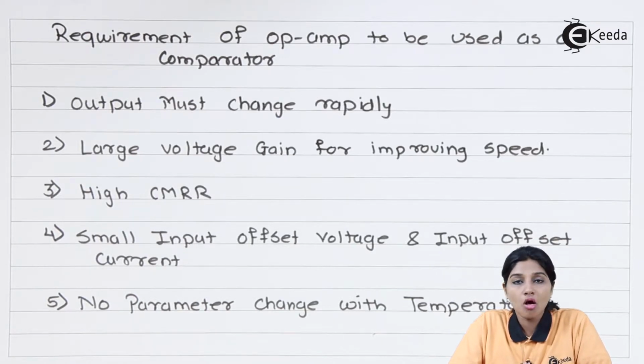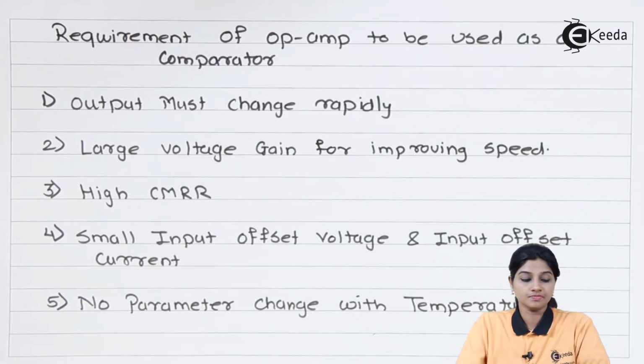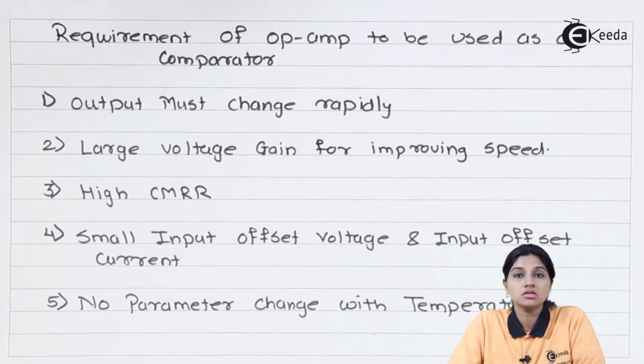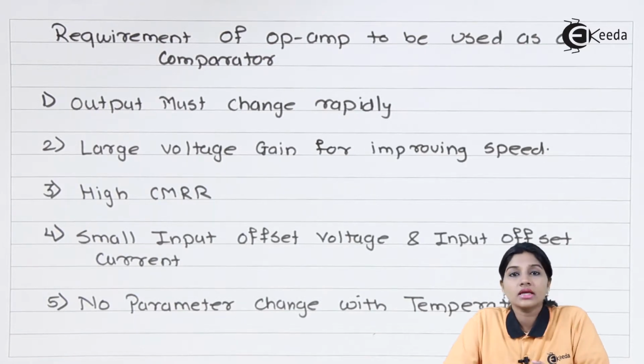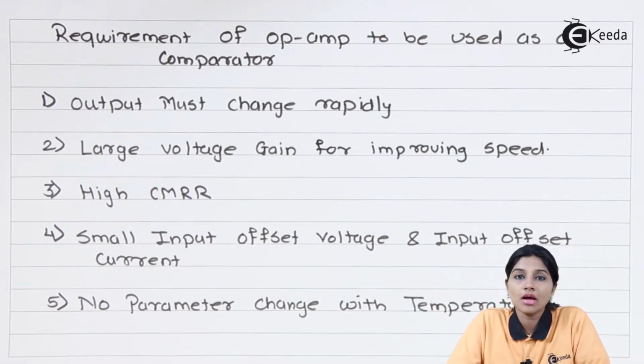But to use op-amp as a comparator, the circuit of op-amp is required to satisfy certain conditions, and the requirements are: the first requirement is the output must change rapidly. In order to change the output very rapidly, the op-amp should have high bandwidth, so that the speed of operation can be improved. The second requirement is large voltage gain for improving speed. If the gain of op-amp is very high, then hysteresis is reduced, and that reduction in hysteresis can be used for improving the speed of operation of the op-amp.